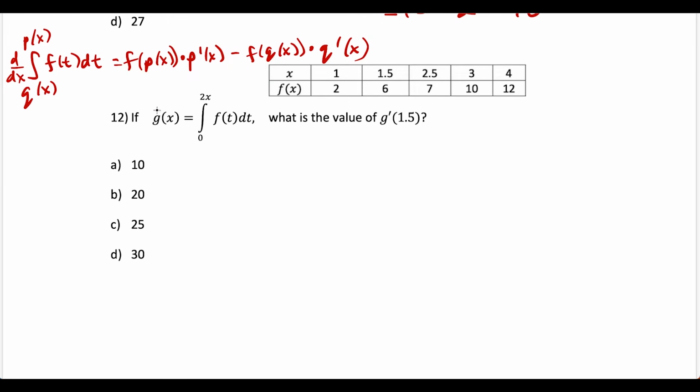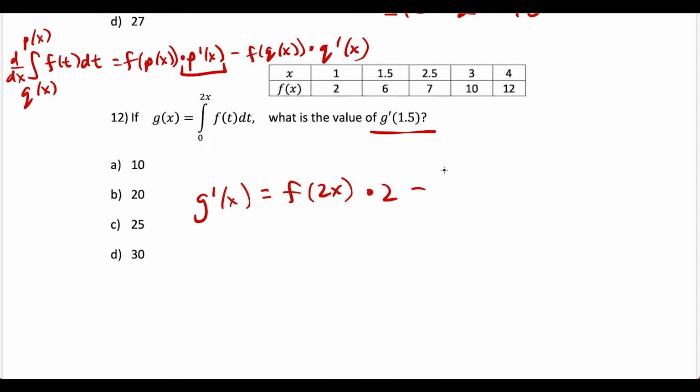So for question 12, we have g of x is equal to this area function here. We want to know the value of g prime of 1.5. So for this one, I wrote out this very long formula here, which is called Leibniz's rule. And anytime you have an area function like this and you want to take the derivative, the shortcut here is just to plug in the upper limit function into the integrand here. So I'd have f of 2x, but then this is the sneaky part. We also have to multiply by the derivative of the upper limit, and the derivative of 2x is 2.